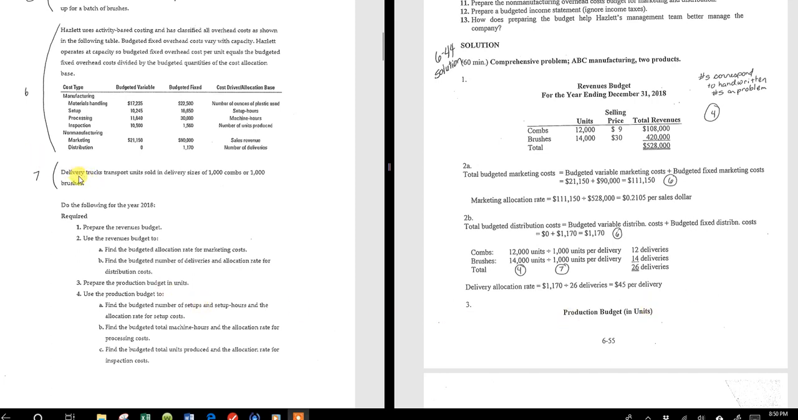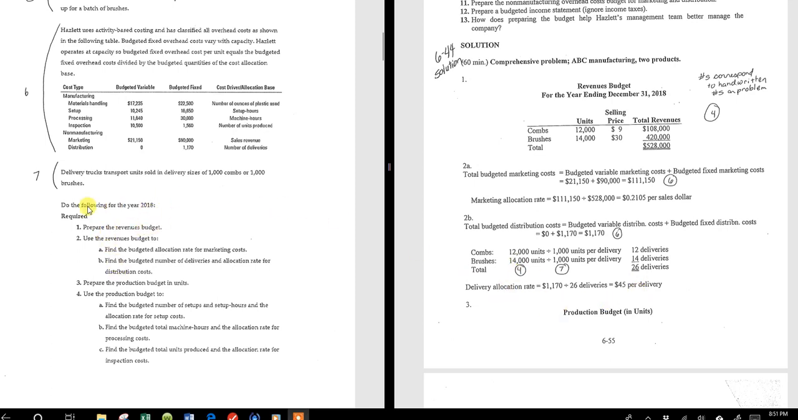And it says delivery truck transport units sold in delivery sales of 1,000 combs or 1,000 brushes. So I have 12,000 units divided by 1,000 at a time. So I have 12 deliveries. 14,000 units divided by 1,000 at a time is 14 deliveries. So I have 26 deliveries. So I have $45 per delivery. So I'm basically done with 1 and 2.